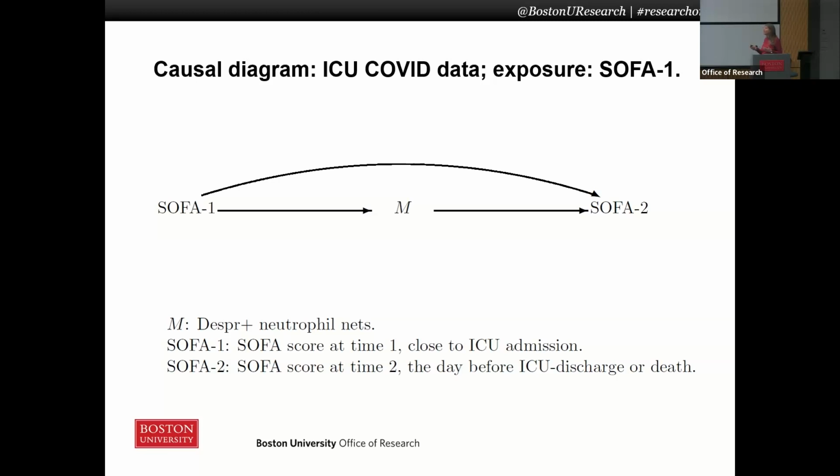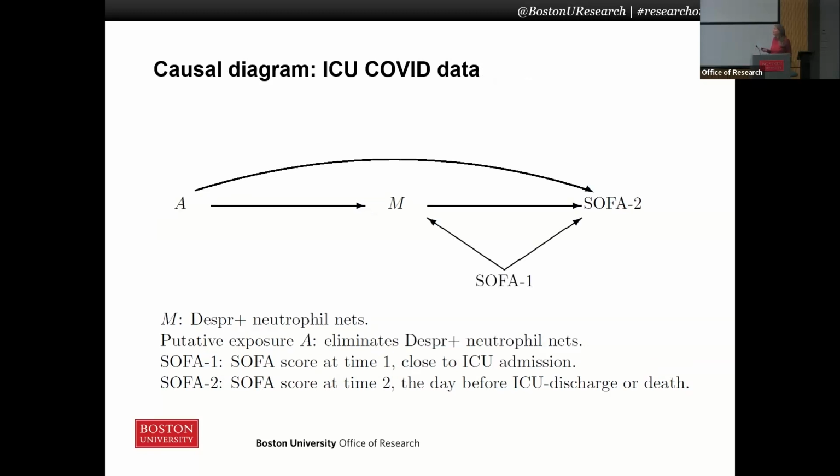We looked at how much of the effect of SOFA score at ICU admission on SOFA score at discharge is mediated through DEspR-positive neutrophil nets. But what they actually wanted to do is use this to figure out how useful the treatment is that works so well in mice. So then I started, okay, let's make a different causal diagram.